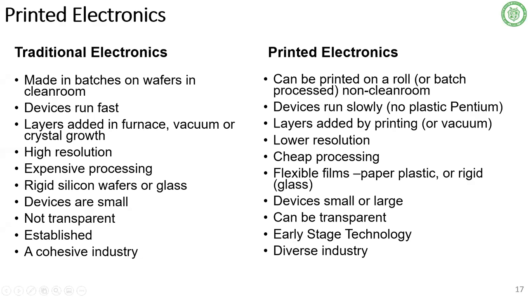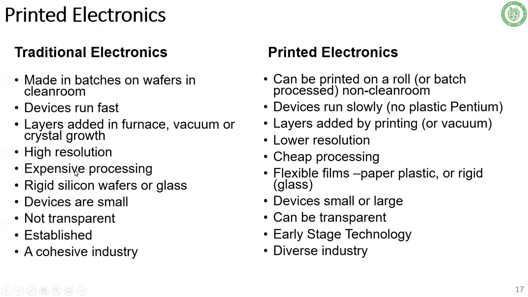Now, for the traditional electronics, you have to do layer by layer. You need a furnace, you need a vacuum, or you need to do a crystal growth. Whereas in printed electronics, you can do layer by layer printing, at normal pressure, or in vacuum as well. The advantage of traditional electronics is high resolution, but printed electronics is low resolution. But again, some printing technologies that are in experimental stage have a high resolution. I will discuss that also.